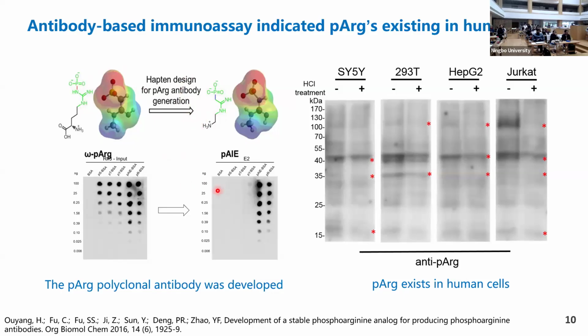And successfully, we developed this kind of antibody, including phosphoarginine and phosphohistidine, not shown here. And we use it to see whether human cells really contain nitrogen phosphorylation. And the answer is yes. And we found that this kind of cell, Jurkat cells, contains a much higher abundance of nitrogen phosphorylation.